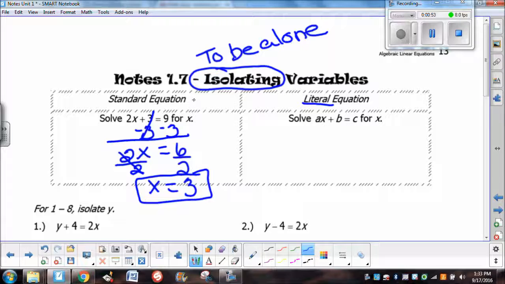So a standard equation has one variable, but a literal equation has more than one variable or letter. So more than one letter.